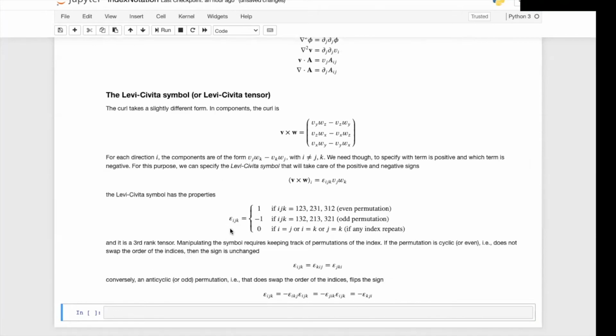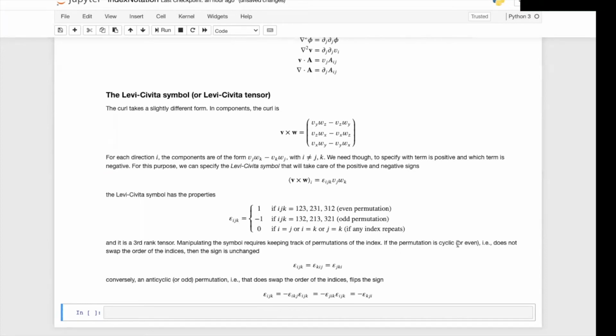Now, the Levi-Civita symbol is an example of a third-rank tensor because it has 3 indices. Manipulating the symbol requires keeping track of the permutations of the indices. If the permutation is cyclic, also called even permutation, it does not swap the order of the indices. Periodically, the order is maintained.